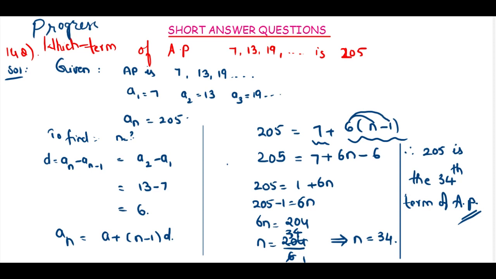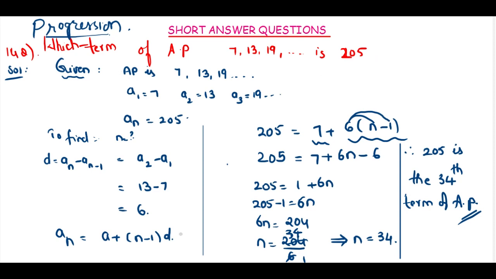Okay, so what is the first one? Which term of the AP is 205? It is similar to the question we have solved in the previous video. Let us write down what is given first. Let us read the question once again: which term of the AP, the given AP is 7, 13, 19 and so on, is 205.